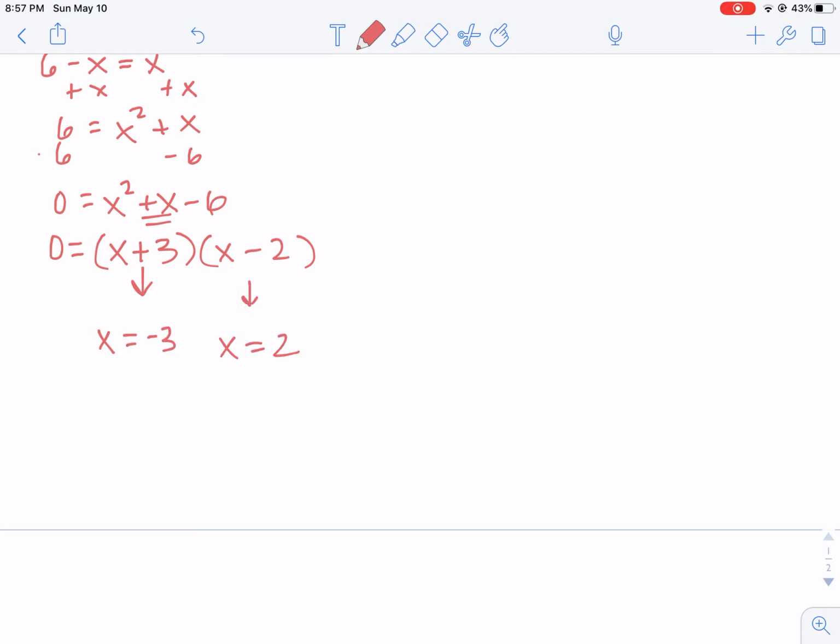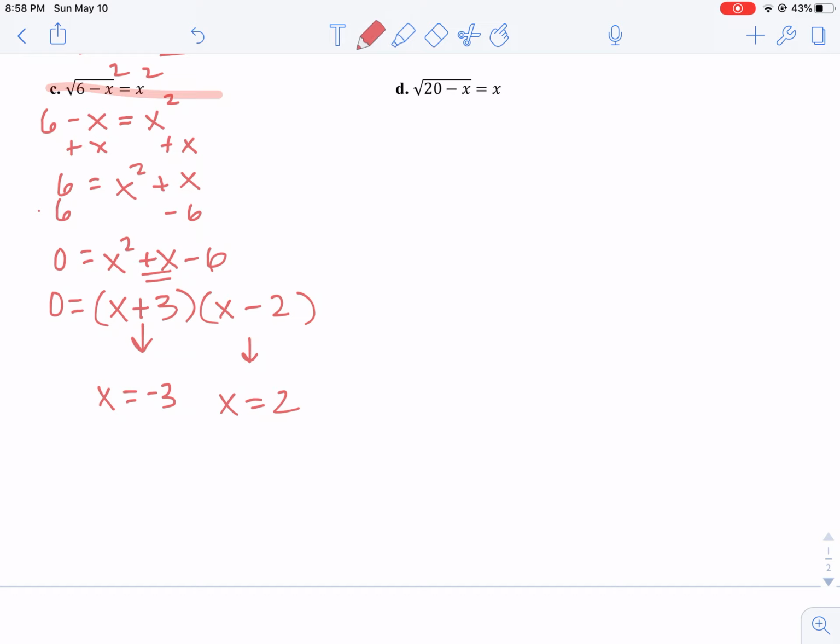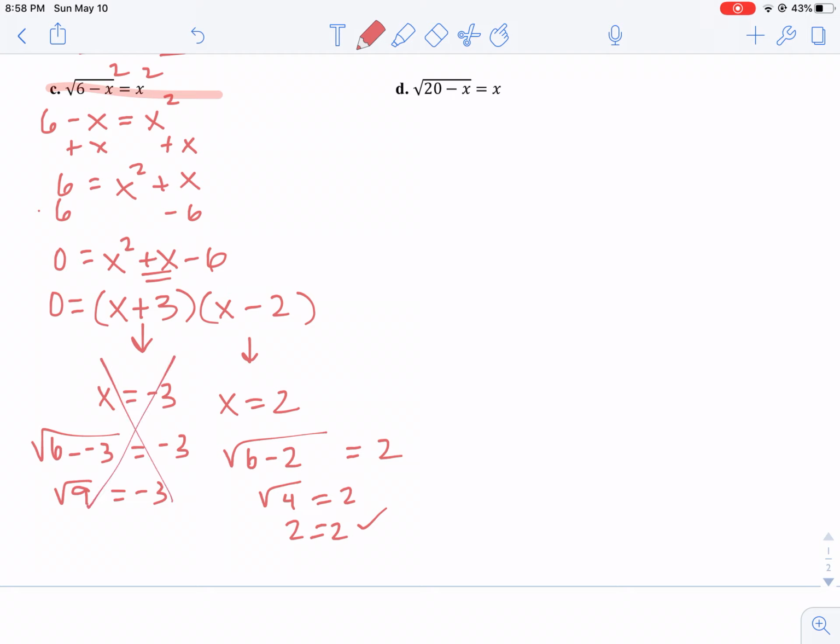All right, this is going to be especially important that we look for extraneous solutions. So when we go back to the original equation, if we try 2, we would have root of 6 minus 2 equals 2. Well, that would be root 4 equals 2, which is true. So that works. When we go to check negative 3, we would have root of 6 minus negative 3 equals negative 3. Well, the square root of 9 does not equal negative 3, it equals positive 3. So this is an extraneous solution. It is a solution to the transformed equation, but not to our original. So we're going to eliminate that from our final answer, and our answer would just be x equals 2.